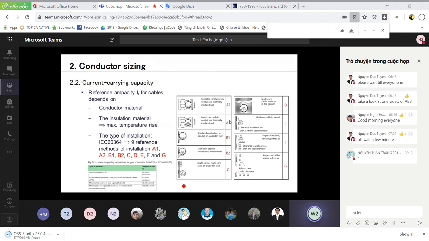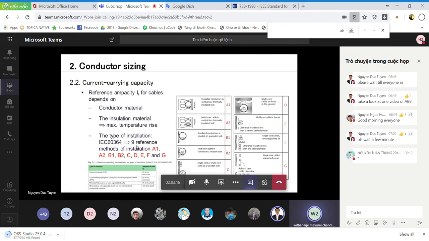I'm talking about the figure G11, and the next one is the type of installation. There are 9 reference methods of installation. They are A1, A2, B1, B2, C, D, E, F, and G. And here's a table showing how the installation is described for A1, A2, B1, B2, C, D, E, F, and G.